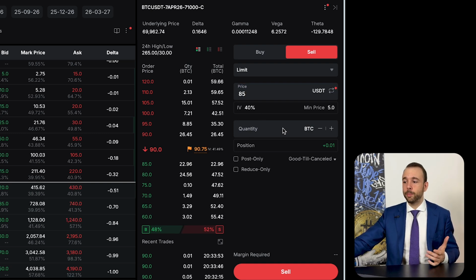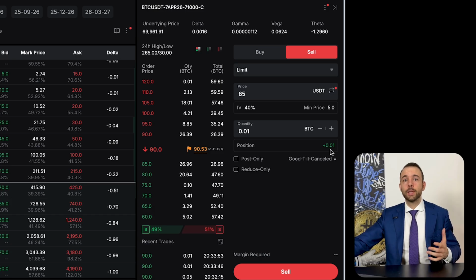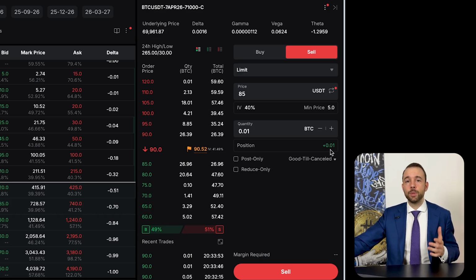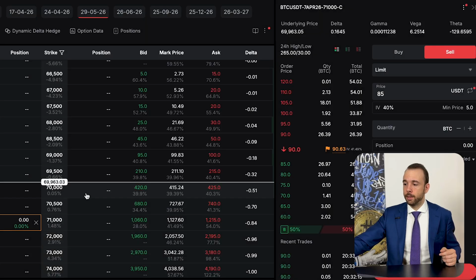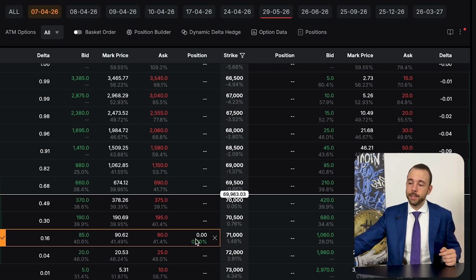So I select $85 and then I need to select the quantity that I would like to sell. In this example, my position is equal to 0.01, so I have to select the same quantity which is equal to my position. If you would like to be on a safe side and be sure that you're closing only existing position, you can select the reduce only mode. So then I click on the sell button and press on confirm button, and it's done. So here you can see now I don't have any position anymore.